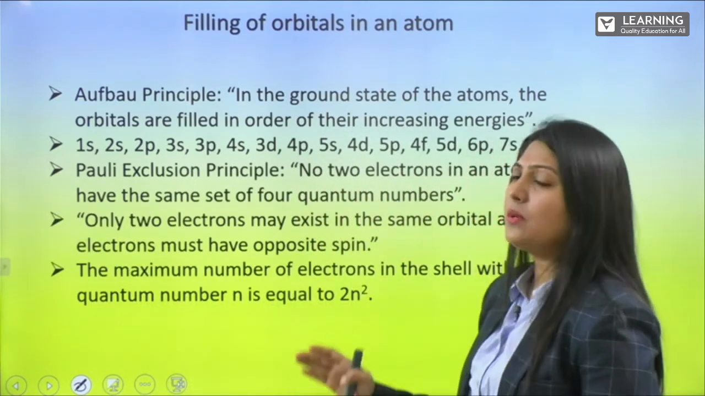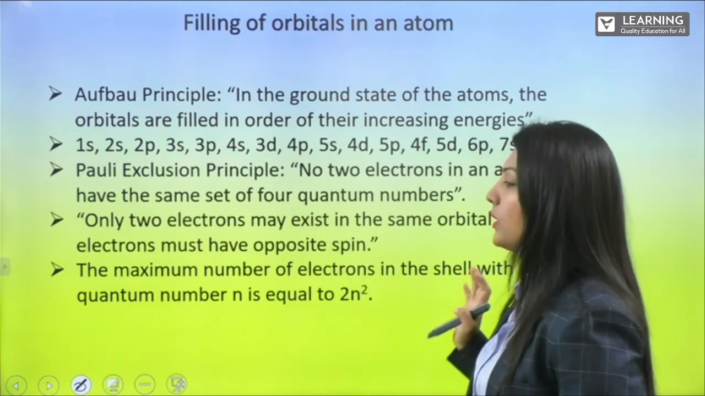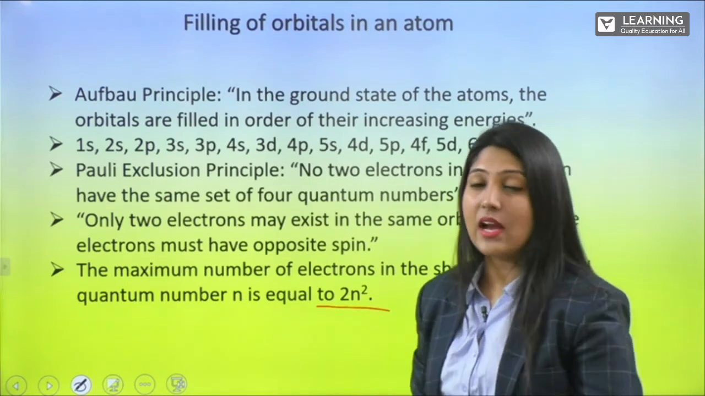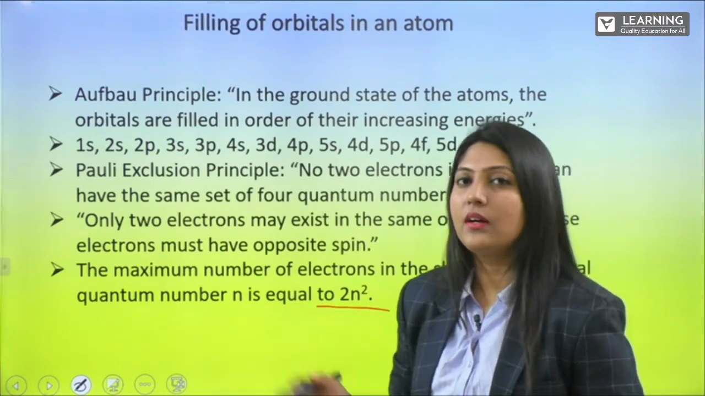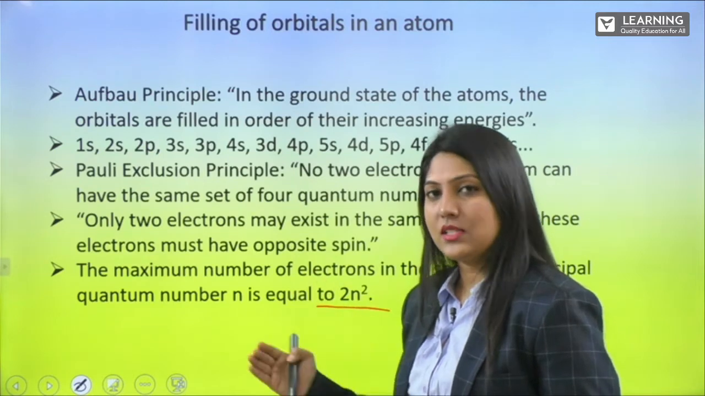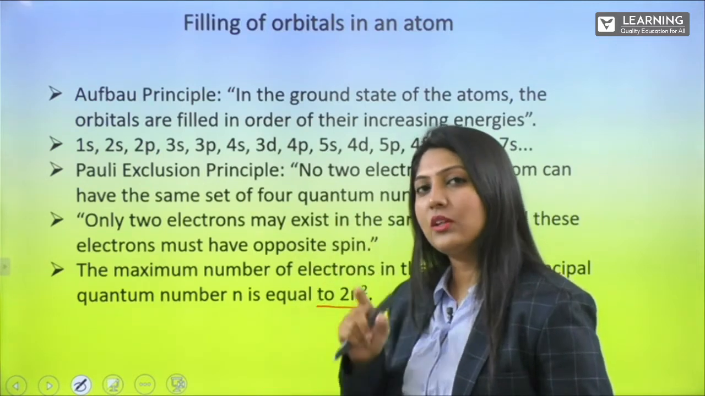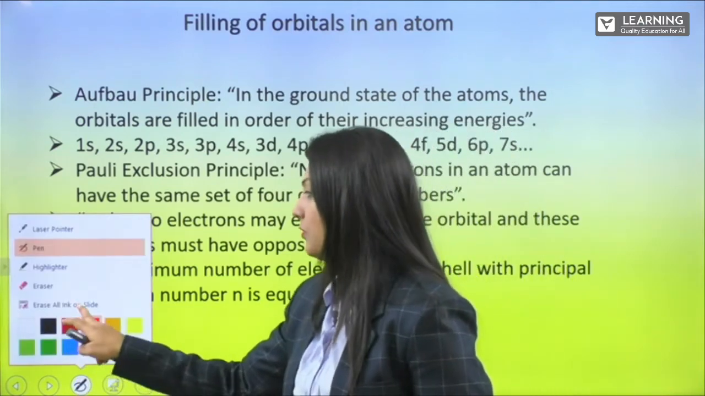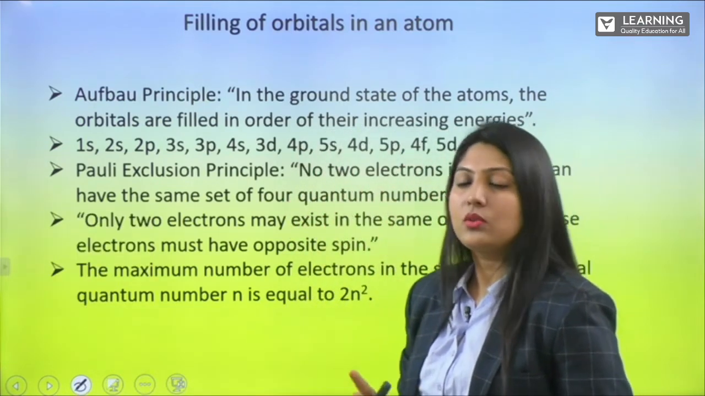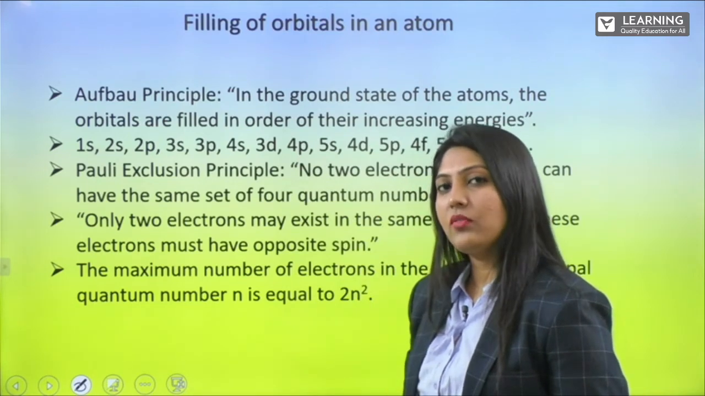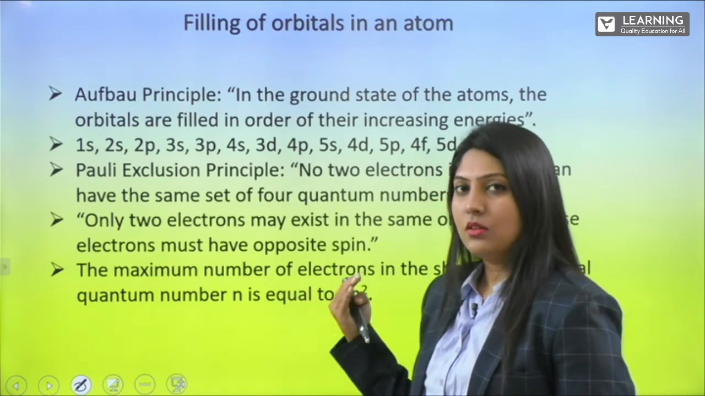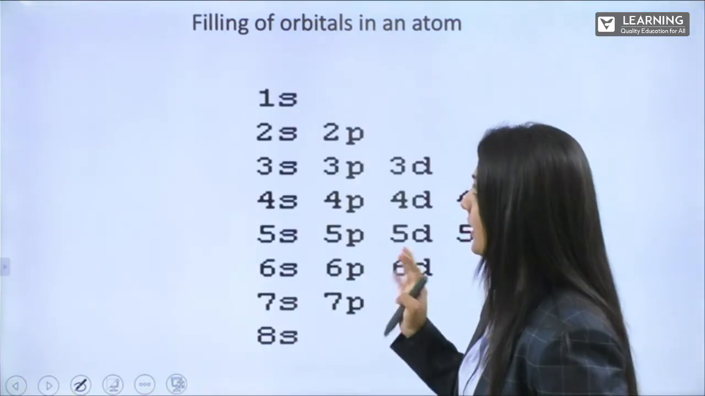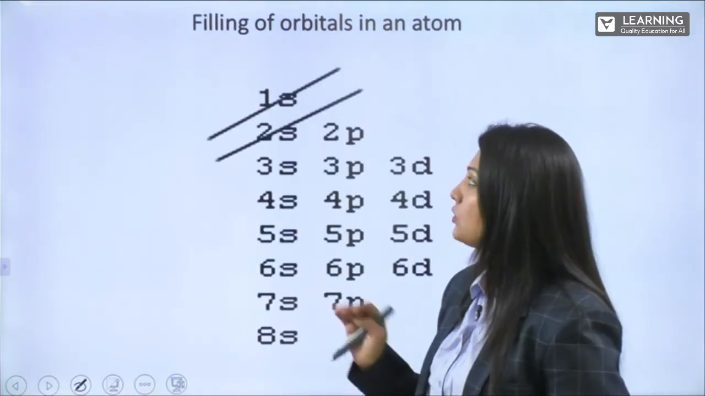The maximum number of electrons in the shell with principal quantum number n will be given by 2n square. As we have already discussed in the first chapter, you can remember this 2n square. How many electrons will fit into the orbit? It is given by 2n square. The first orbit will have 2 electrons. The second orbit will have 2 times 2 squared, that is 8 electrons. Likewise, you can calculate.